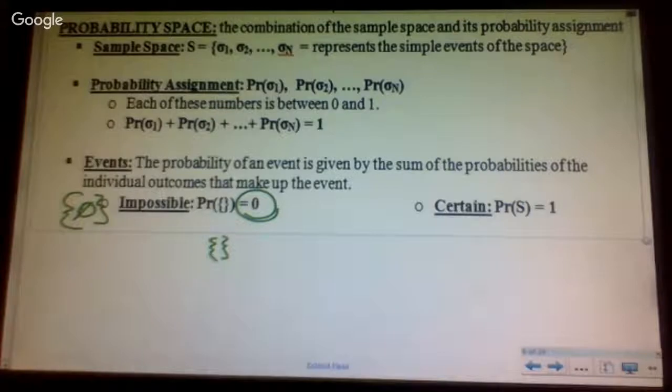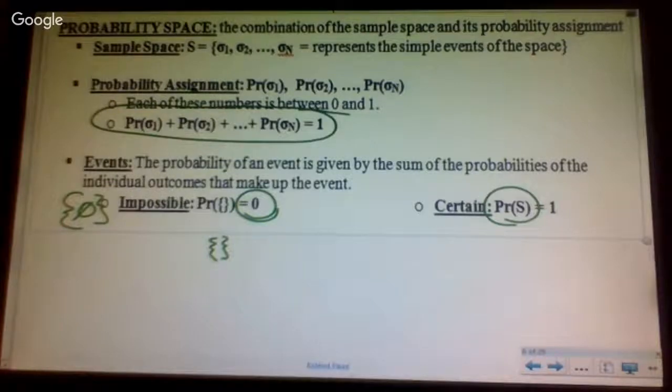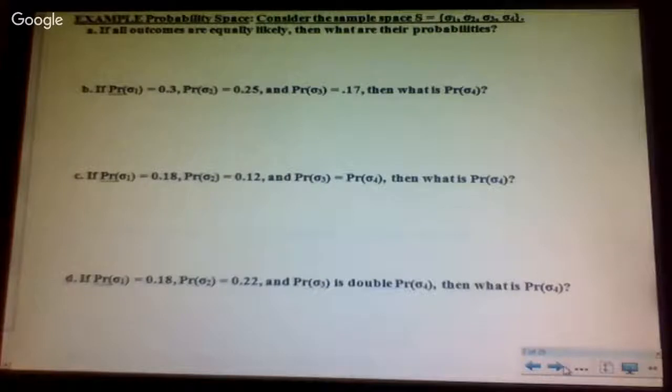To denote nothing. A certain event will always be written as probability, and they'll have the S in there to stand for the entire sample space. And again, that is 1. When you add all these up, they should always equal 1. Okay, this is going to be very important, and that will help us solve these last 5 questions in this section.